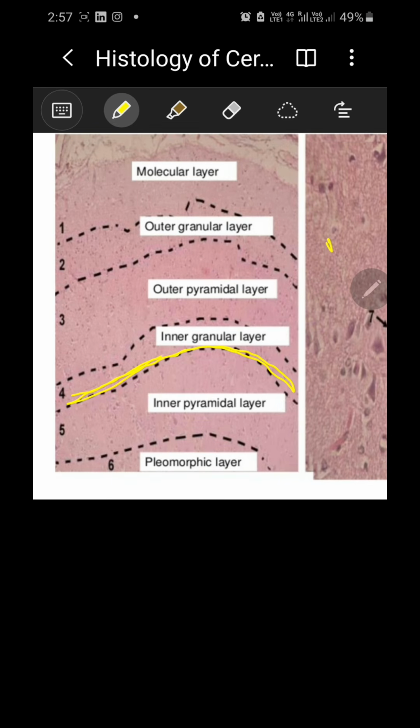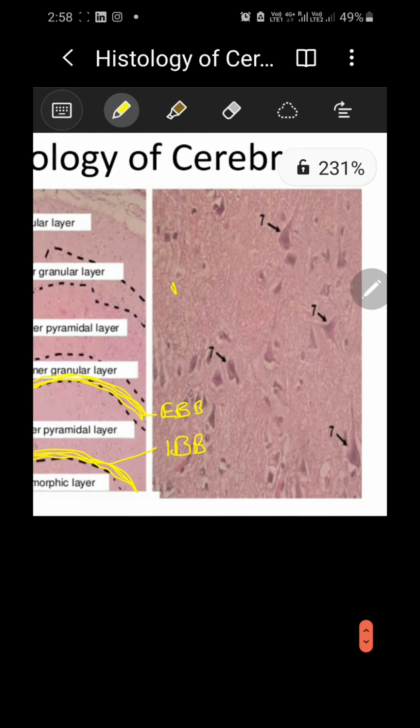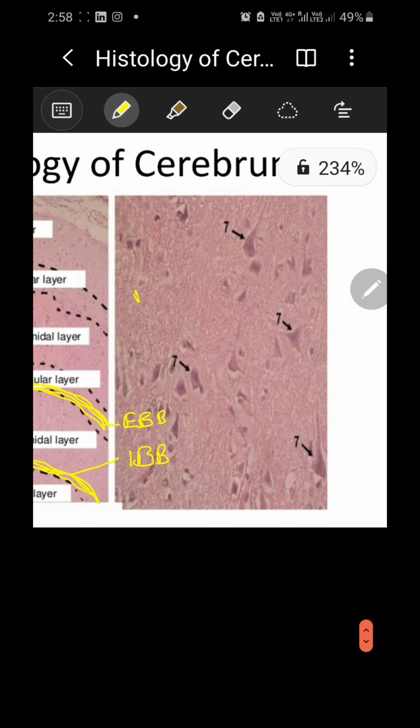Don't forget that here you will find what I have drawn here. Anybody? This is the external band of Baillarger, and here you have the internal band of Baillarger. Okay, so you may not be seeing it easily here. I'll show you more slides.